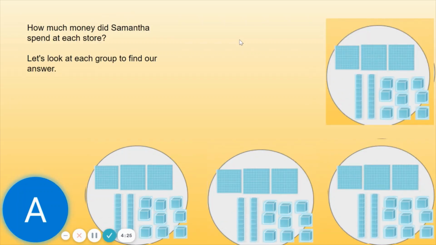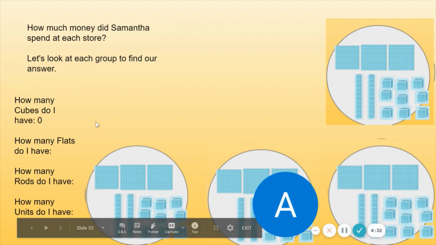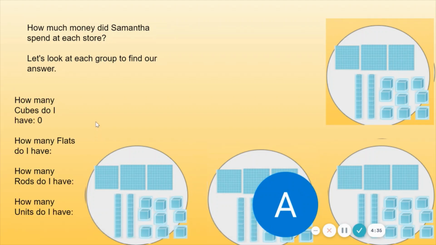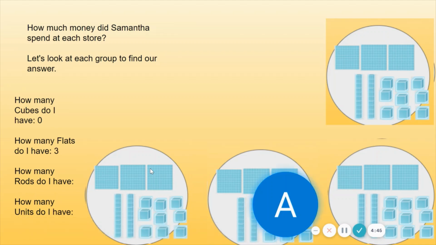So, how much did Samantha spend at each store? Let's look at each group and find our answer. How many cubes do I have? Do I have any cubes in one group? Nope, I don't have any. I have 0. Now, how many flats do I have in each group? 1, 2, 3. How many rods do I have in each group? I have 1, 2. And how many units do I have? 1, 2, 3, 4, 5, 6, 7, 8, 9.